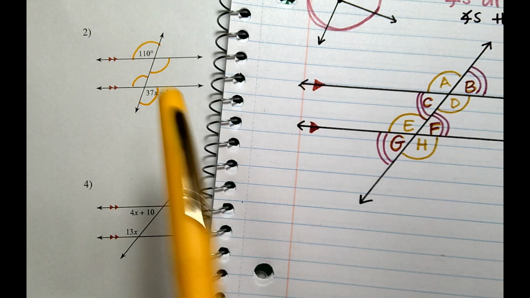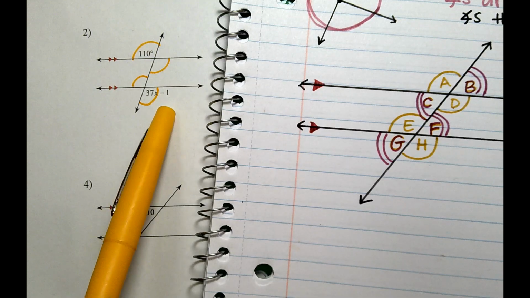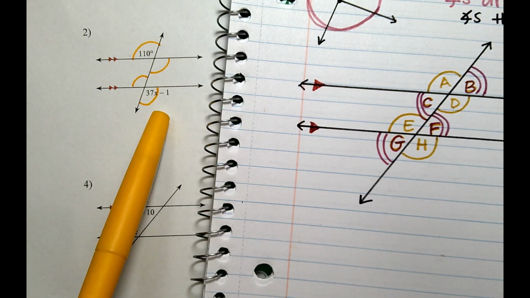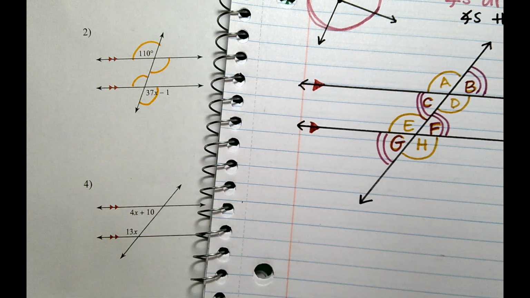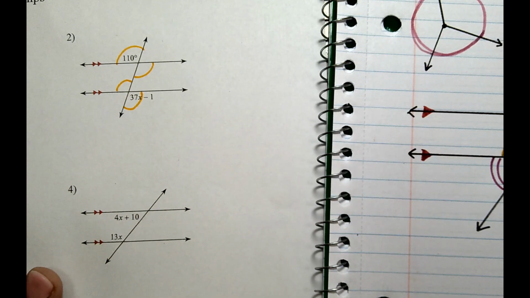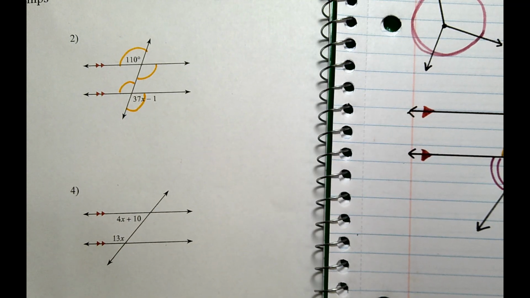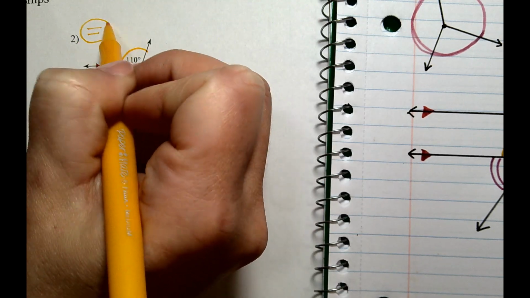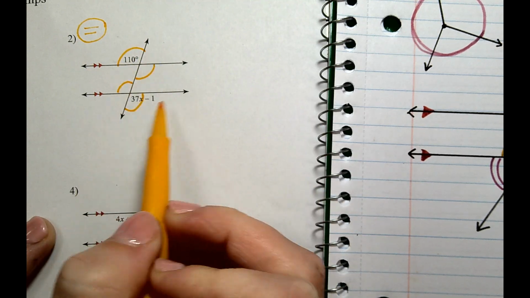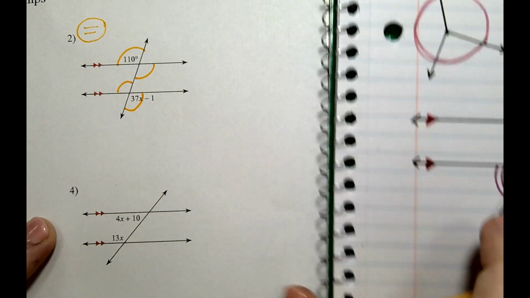Good, good. So 110 is actually equal to 37x minus 1. Is anybody still unsure why they're equal instead of adding up to 180? Or do we feel good about that? You feel okay? Okay. All right. So now I know they're equal. What equation could I write? Yes, I can say 110 equals 37x minus 1.